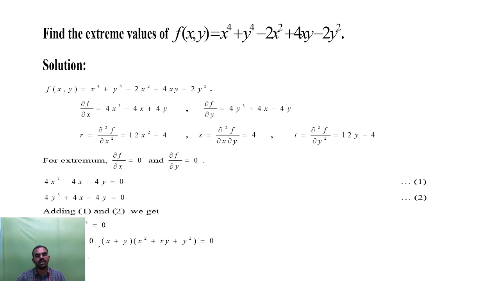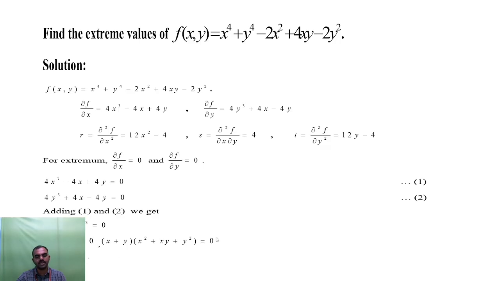Take the common factor 4 and divide: 0 by 4 is 0, and x cube plus y cube equal to 0. This is of the form a cube plus b cube. What is the formula for a cube plus b cube? It is (a plus b)(a square minus ab plus b square). So (x plus y)(x square minus xy plus y square) equal to 0. Here, of the two factors, I can say this is the sum of x and y, so x plus y equal to 0.